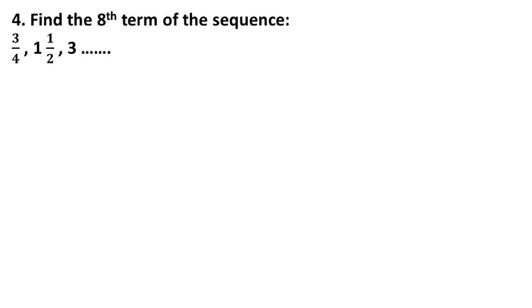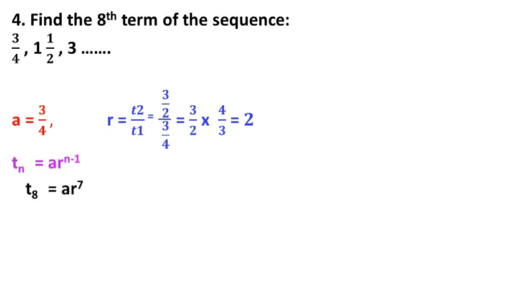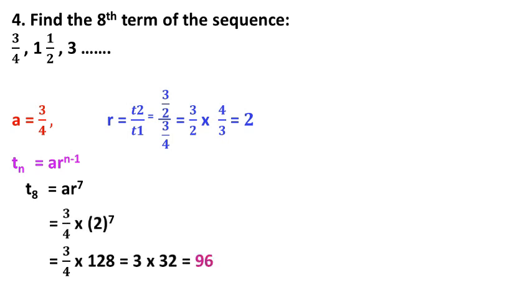Question number 4. Find the eighth term of the sequence. Identify A, that is 3 by 4. Calculate the common ratio T2 by T1, that is equal to 2. The eighth term is calculated as A into R to the power of 7. Substitute A as 3 by 4 and R as 2. The value of 2 to the power of 7 is 128. 3 by 4 into 128 leads to 96. Hence the eighth term of the given sequence is 96.